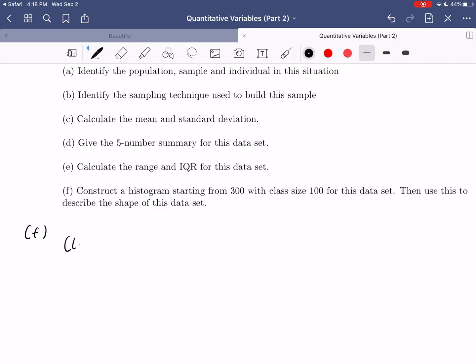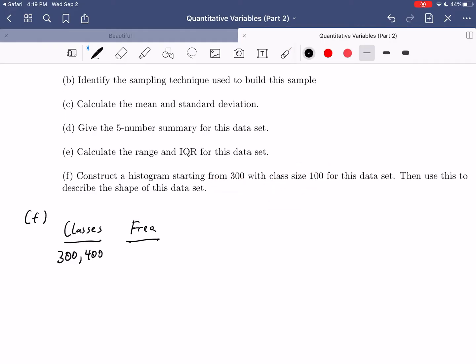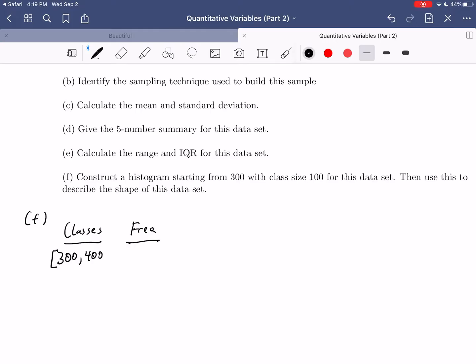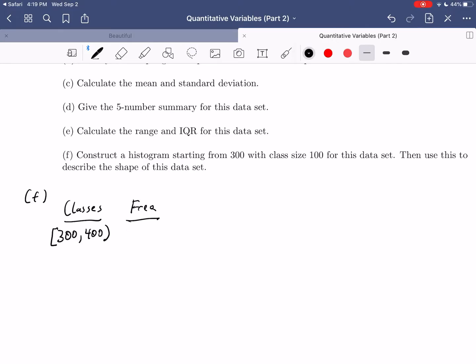So for this, we'll need our classes and our frequencies. Notice that the problem tells us we should start from 300 with a class size of 100. So our first class will be starting from 300, class size 100. So we'll go 100 units, that's 300 to 400. Remember, this will include 300, but exclude 400.